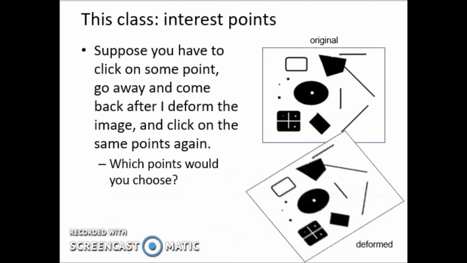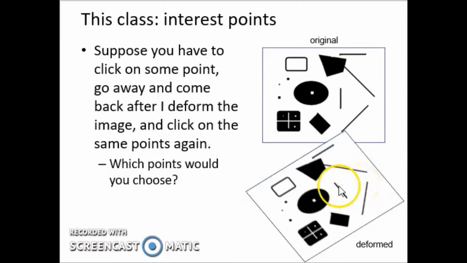So the main question over here is, what are the interest points? Let us suppose that you have to click on some point, and then you turn off your screen, you go away somewhere, and then come back afterwards, and you have a look at a deformed version of the same image. As you can see, this is the original image, and this image has undergone some transformations. It has deformed to give us this image, and then we will try to always click on the same points. So which points will we choose in this case? This is an important question.